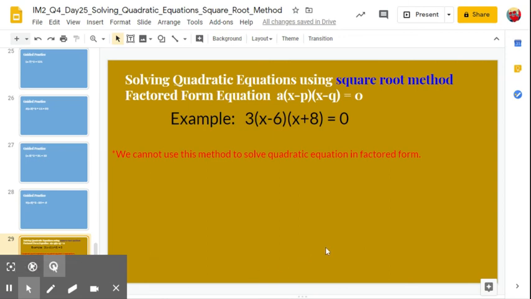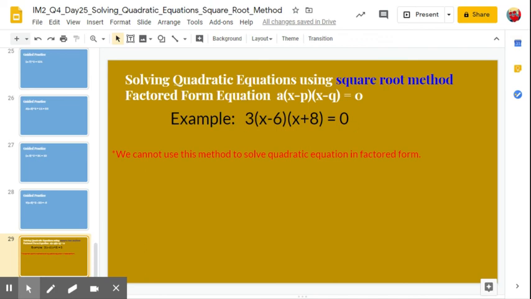Last section for your gold notes. You're going to like this. This is going to be quick. Solving quadratic equations using square root method for factored form. So that's when we have a times x minus p times x minus q equals 0. So example, 3 times x minus 6 times x plus 8 equals 0.